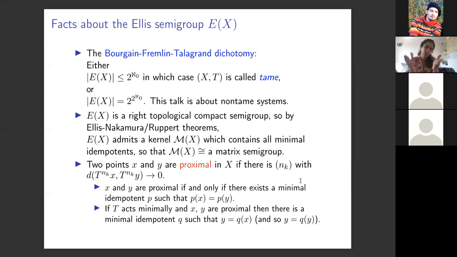All right. So to rephrase, we're going to be looking at large Ellis semigroups. Our Ellis semigroups have kernels and they have minimal idempotents. And we're going to try and find these idempotents by finding proximal pairs of elements.